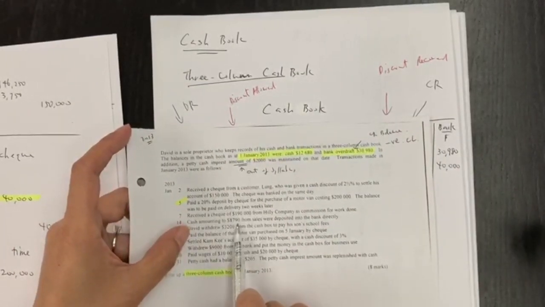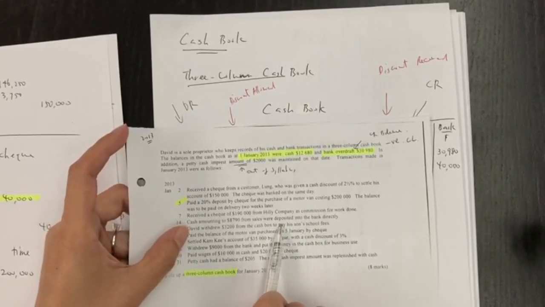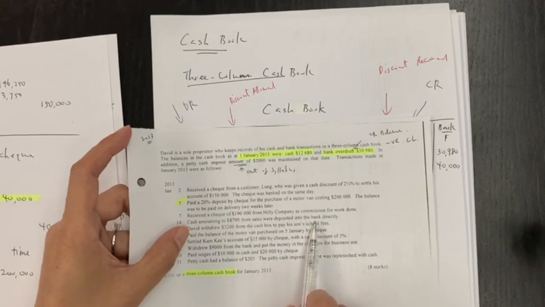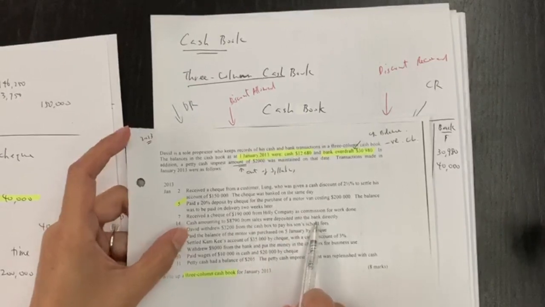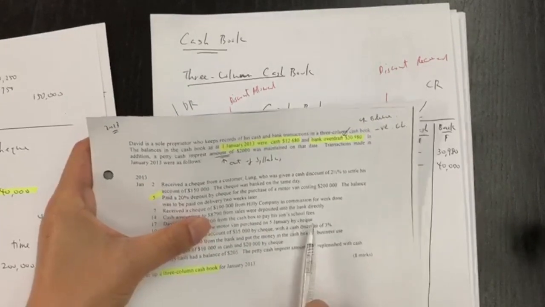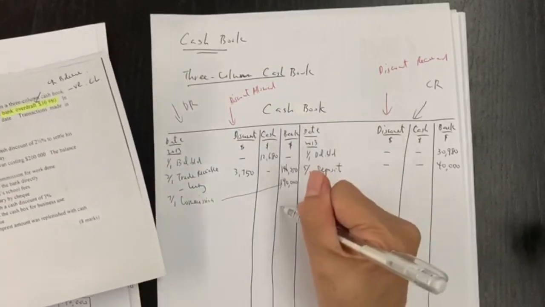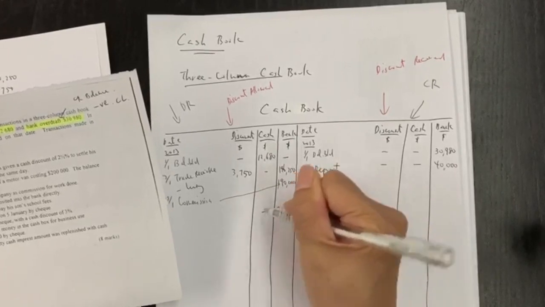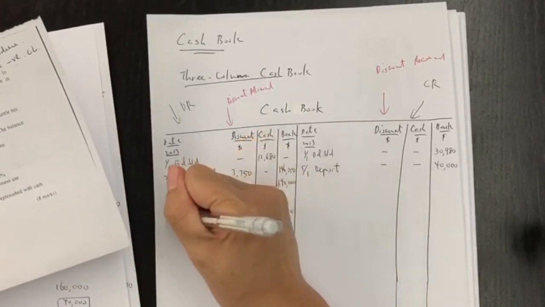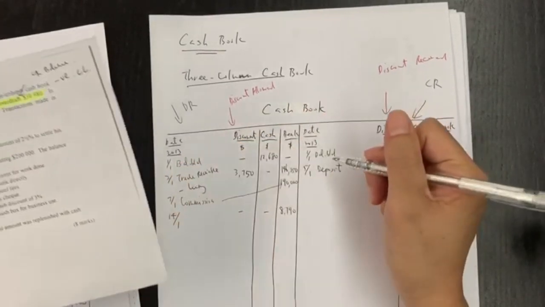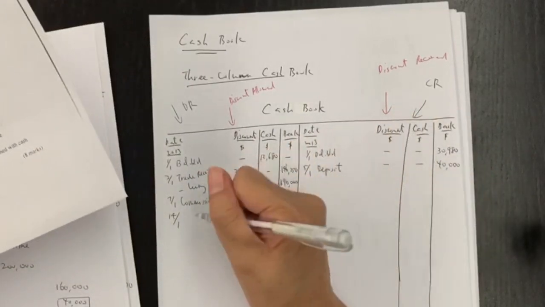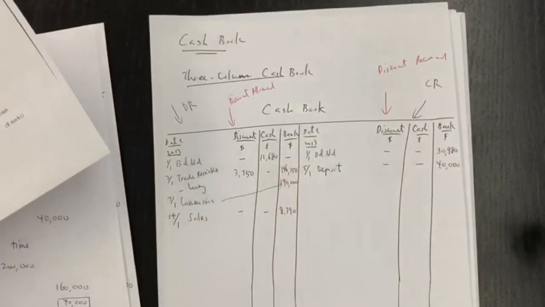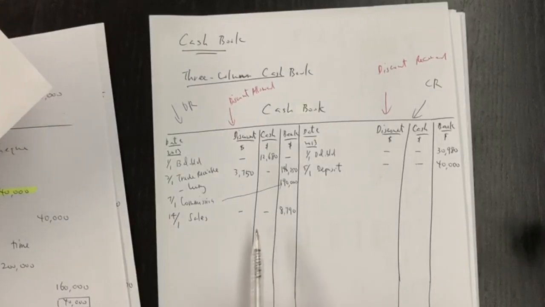Cash amounting to this from sales was deposited into the bank directly. Okay, what do you think? Do we pay money or receive money here? After sales, we receive money. And where is the money now? In the bank account. So here, in the bank account, we debit bank, 8,790. Okay, so the date is 14th of January. The reason is sales. Like this. So this is how we are going to record the transactions in the 3-column cash book.